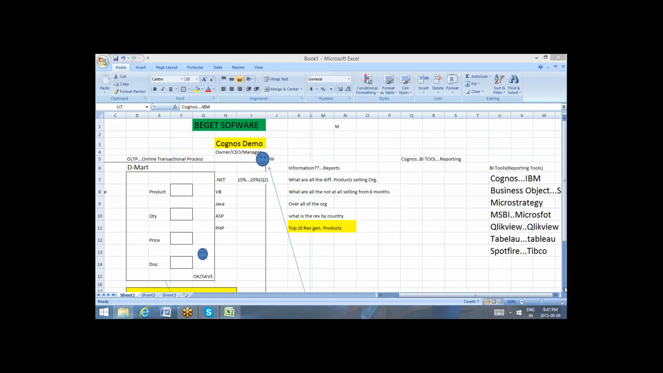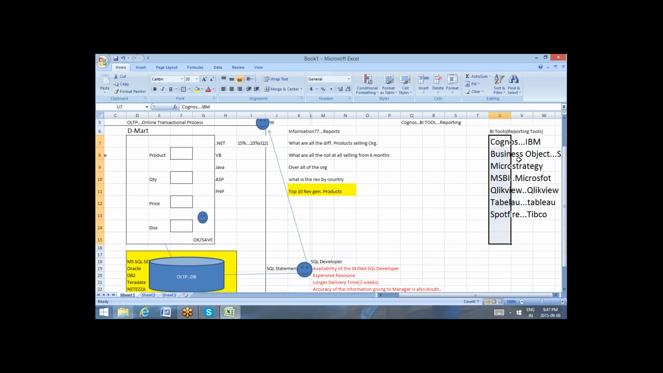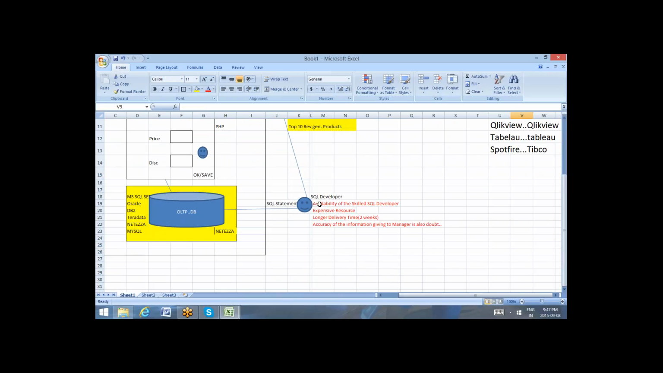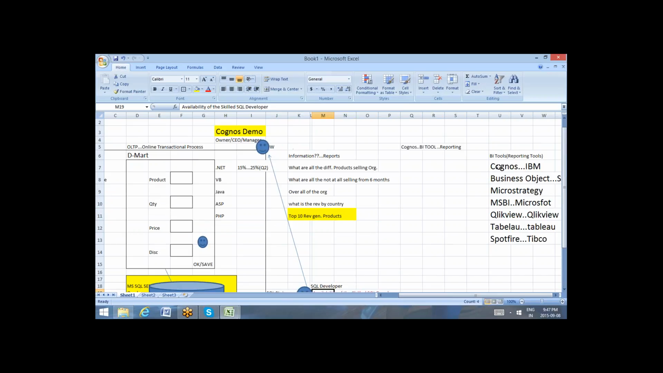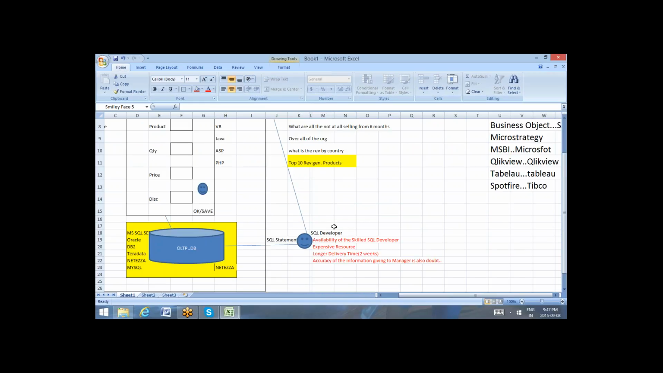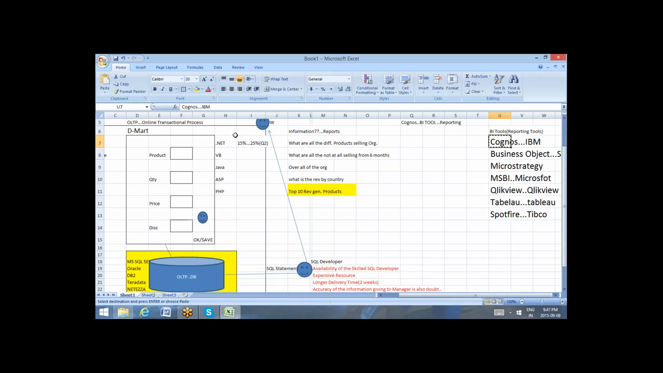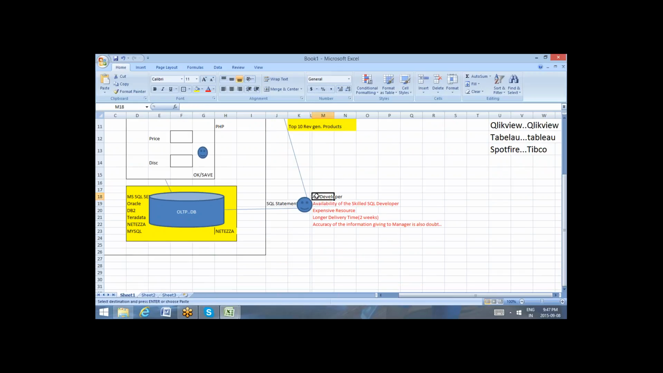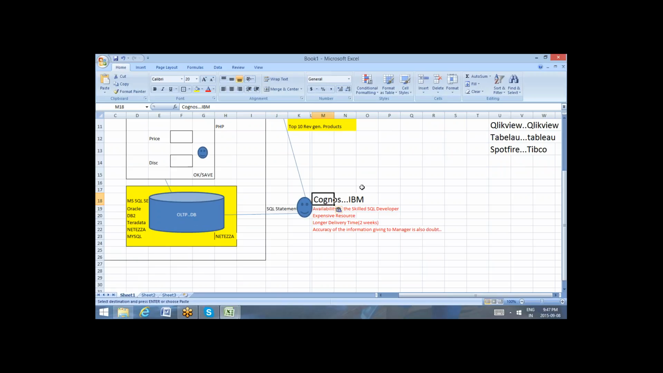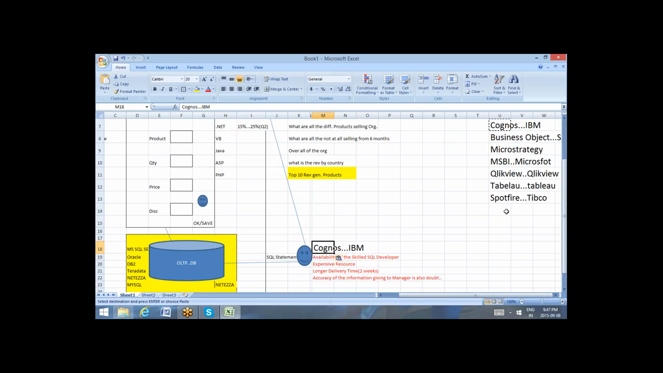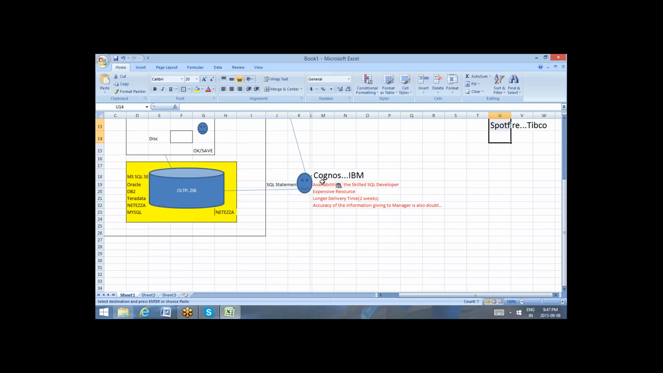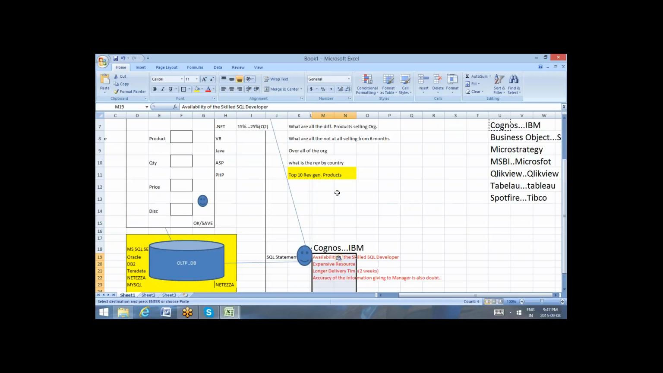Now let us try to understand how these tools are going to help the business user, and how they help with the challenges you are facing. For example, instead of recruiting a Cognos developer or an SQL developer, this manager can buy one tool and implement it in the organization. Whatever tools I mentioned here help to address all the issues faced by the top-level manager.